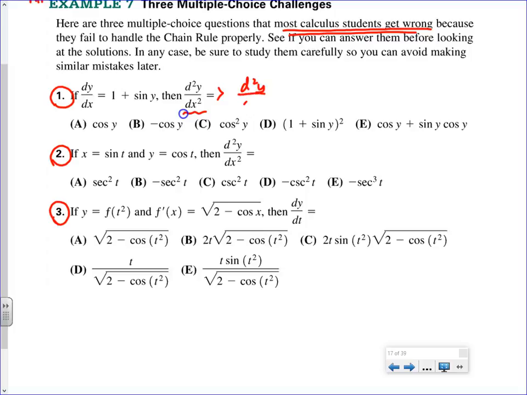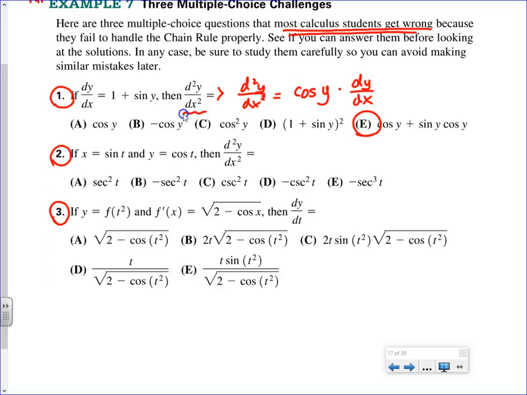d squared y over dx squared is equal to, what's the derivative of sine of y? It's cosine of y times, what do you think a lot of people forget? Dy dx. They do the cosine y and they stop. But times dy dx, and then plug it in, and the original was 1 plus sine of y, and so therefore we end up with E after plugging in. Okay, thank you.